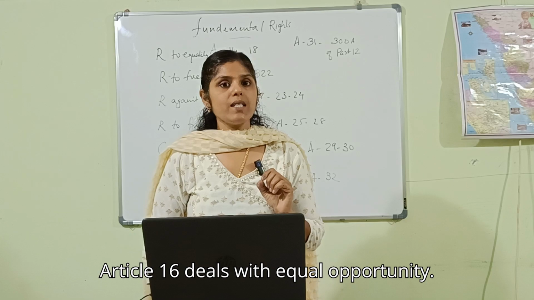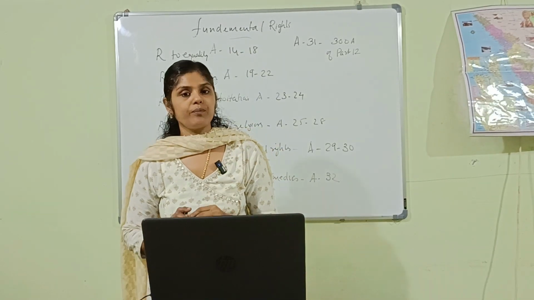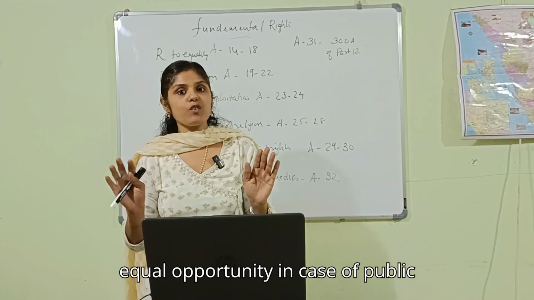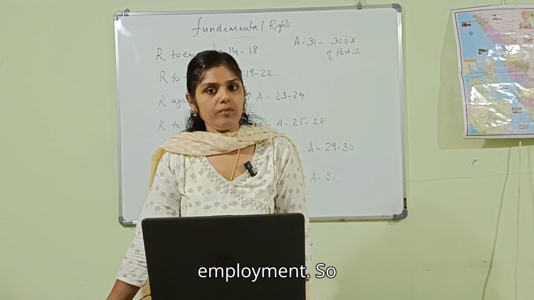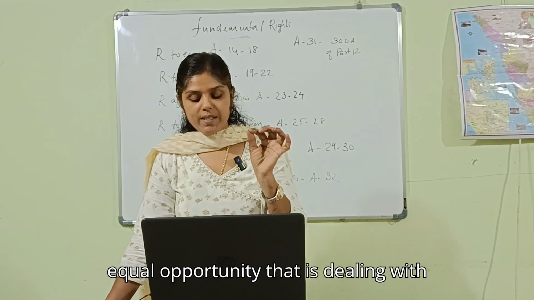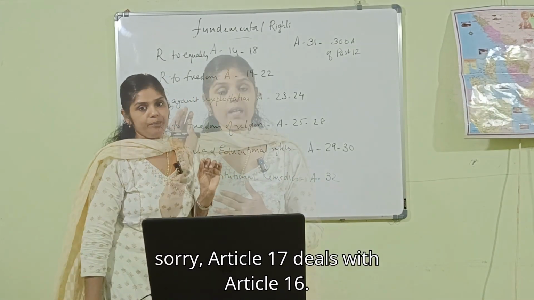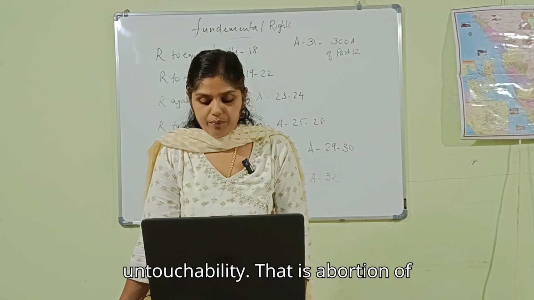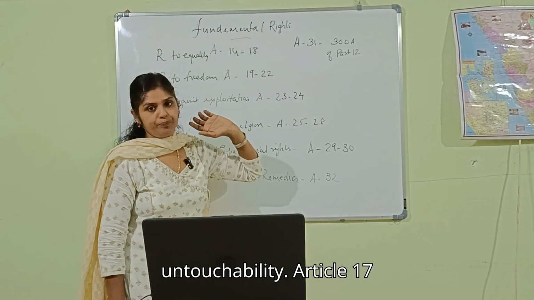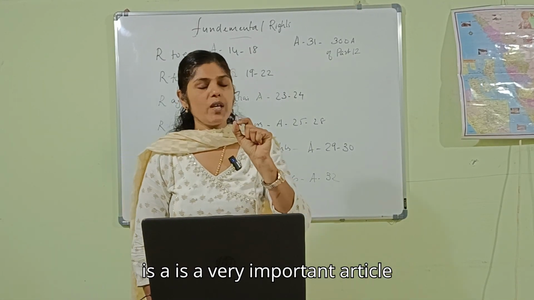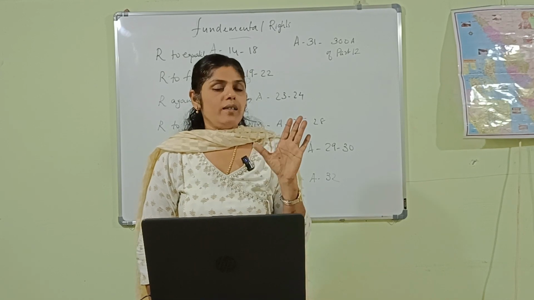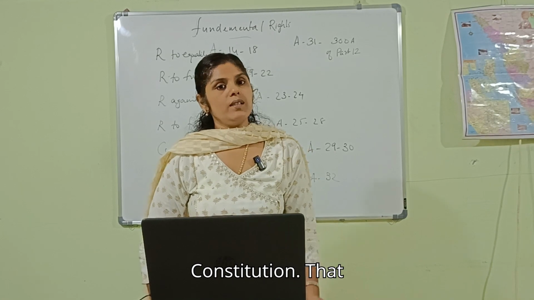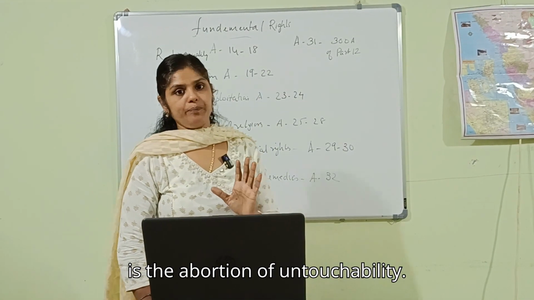Then Article 16 deals with equal opportunity. That means men and women all are given equal opportunity in case of public employment. So equal opportunity, that is dealing with Article 16. Article 17 deals with untouchability, that is abolition of untouchability. Article 17 is a very important article among the fundamental rights, or among the Indian Constitution, that is the abolition of untouchability.